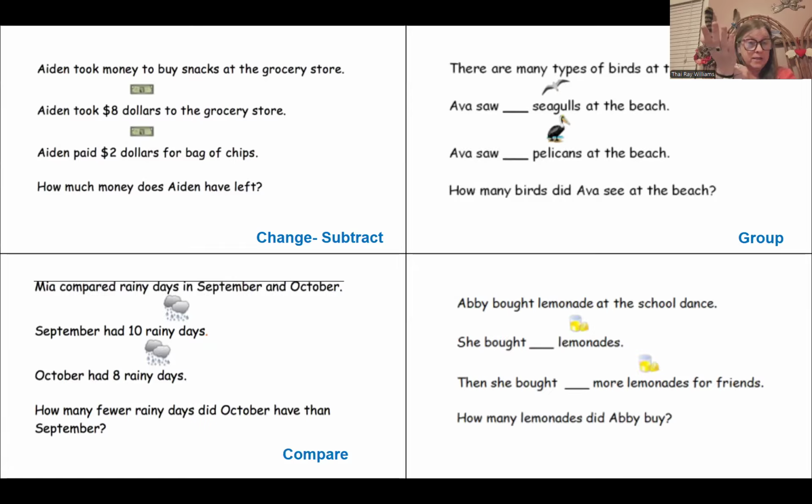She had 8 lemonades. She bought two more, add, change. And so that is an addition, a change addition problem.